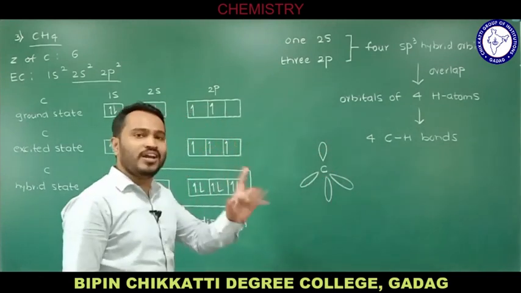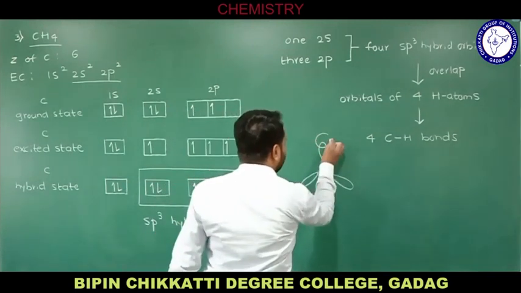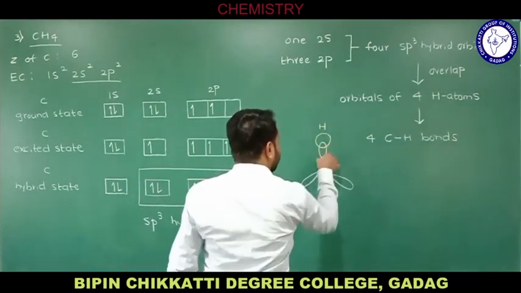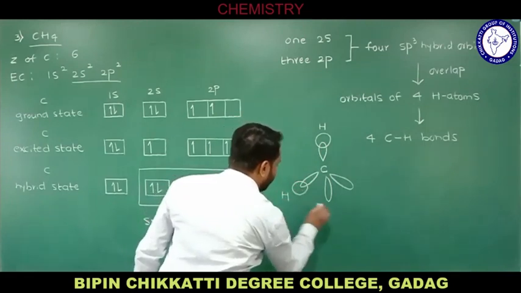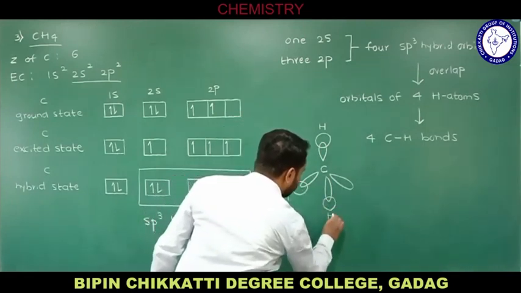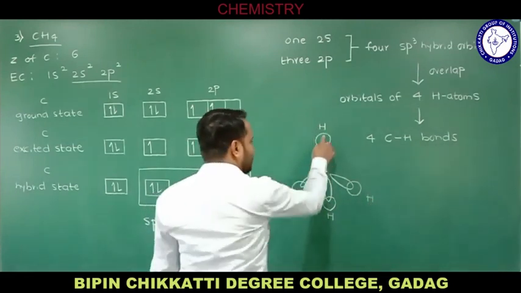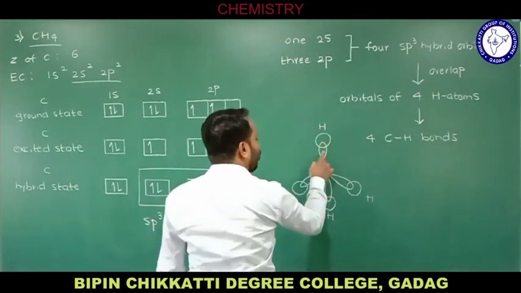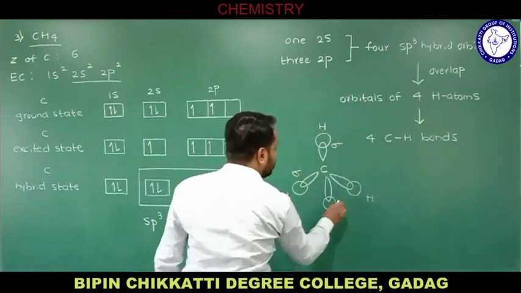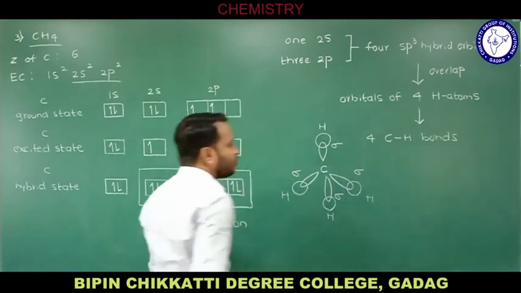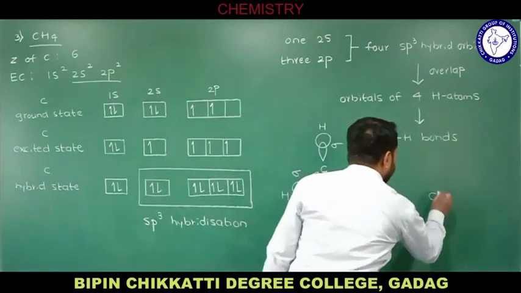Hydrogen has only 1 electron, therefore the atomic orbital shape will be spherical. This is how for this one hydrogen there will be overlapping of atomic orbitals. This is how for one more hydrogen, this is for the third hydrogen, and this is for the fourth hydrogen. There is head-on overlapping of hybrid orbitals of carbon and atomic orbitals of hydrogen. Sigma bond is formed everywhere. So therefore the total number of sigma bonds will be 4. And in simple terms we can represent it like this.